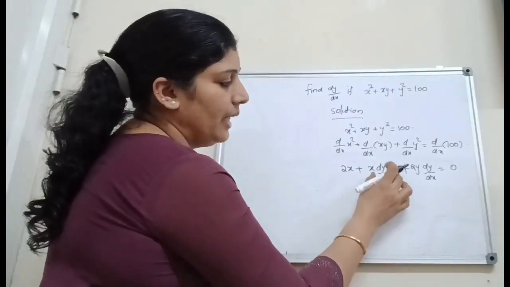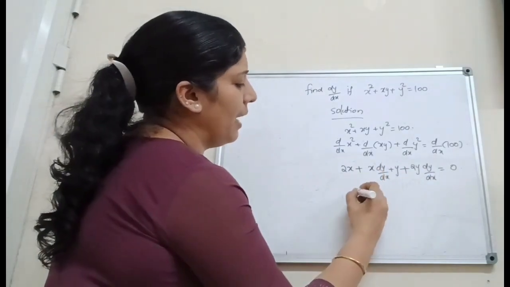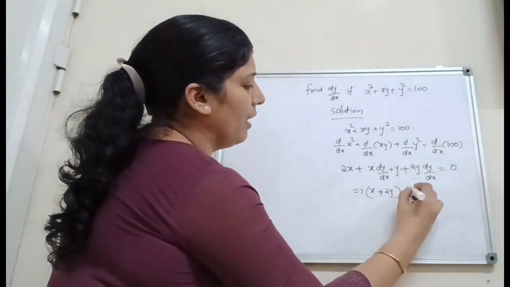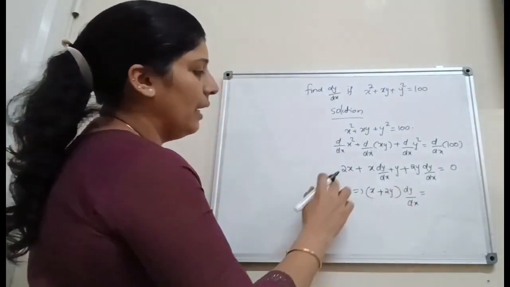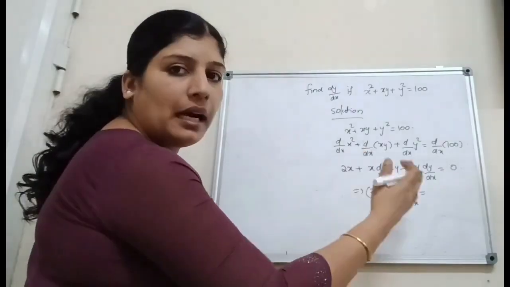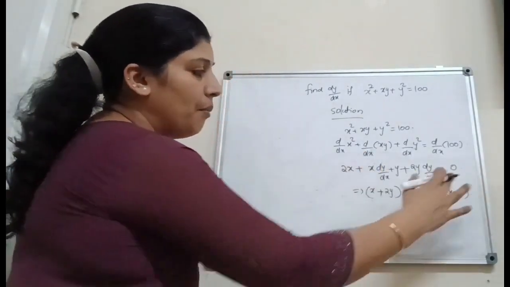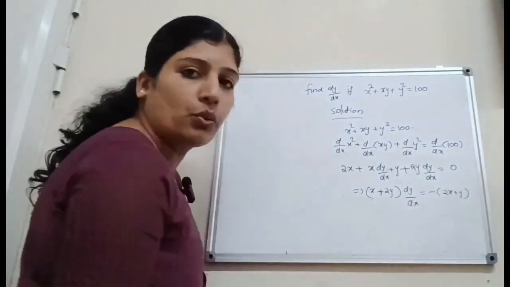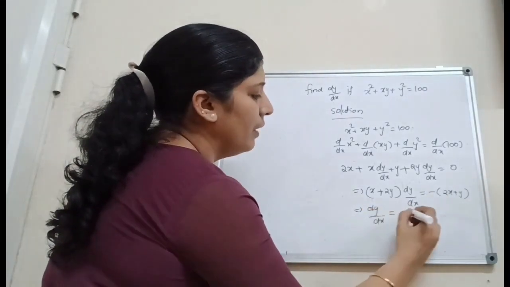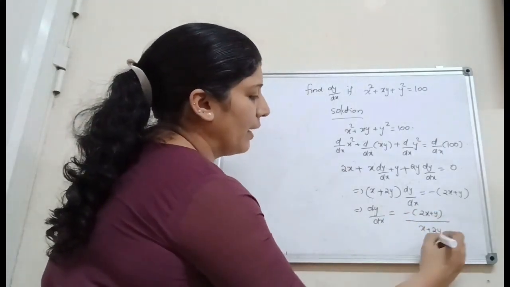Next we have to consider the dy by dx terms. Now here x into dy by dx plus 2y into dy by dx. That implies x plus 2y into dy by dx equal to, now here 2x plus y. Then take it to the right side, that is minus 2x minus y. That is, it can be expressed as minus of 2x plus y. Both are minus, therefore we can write minus of 2x plus y. That implies dy by dx equal to minus of 2x plus y divided by x plus 2y.